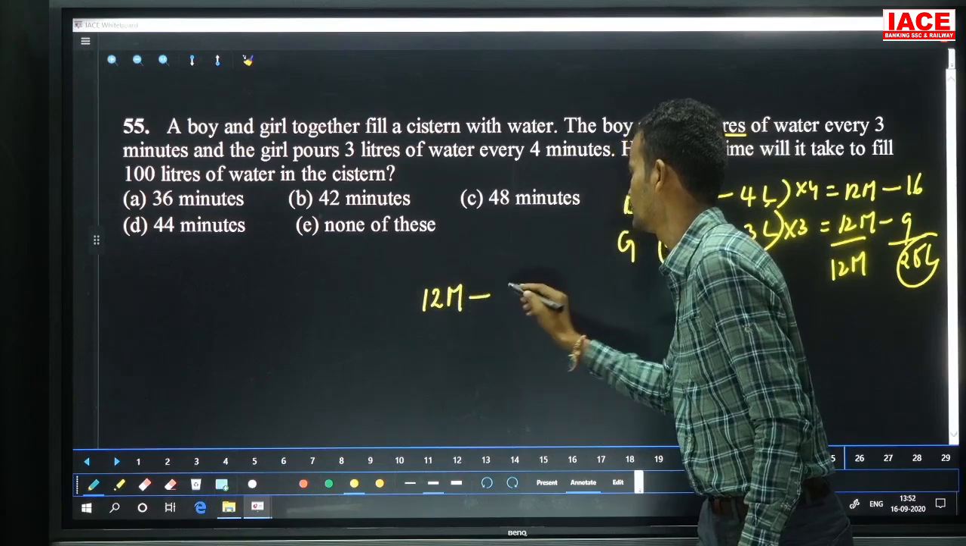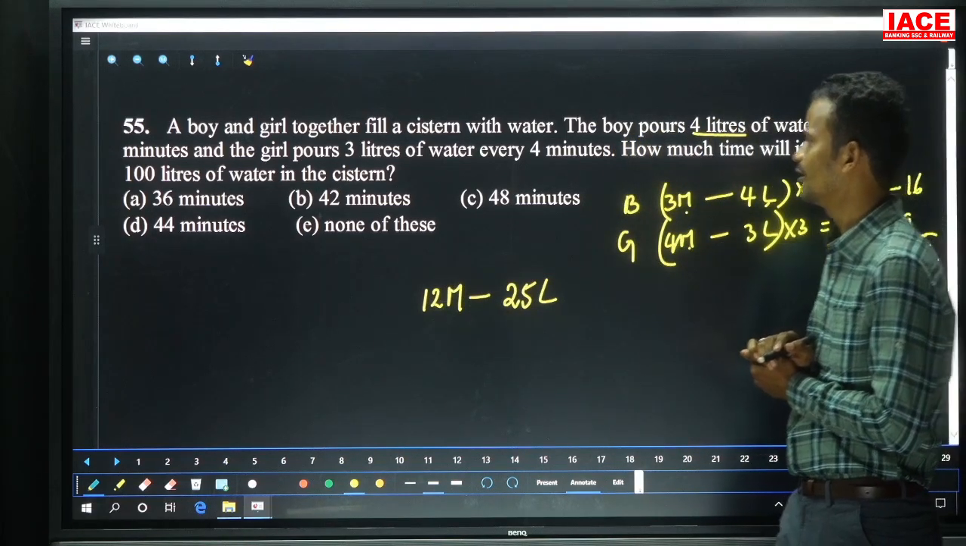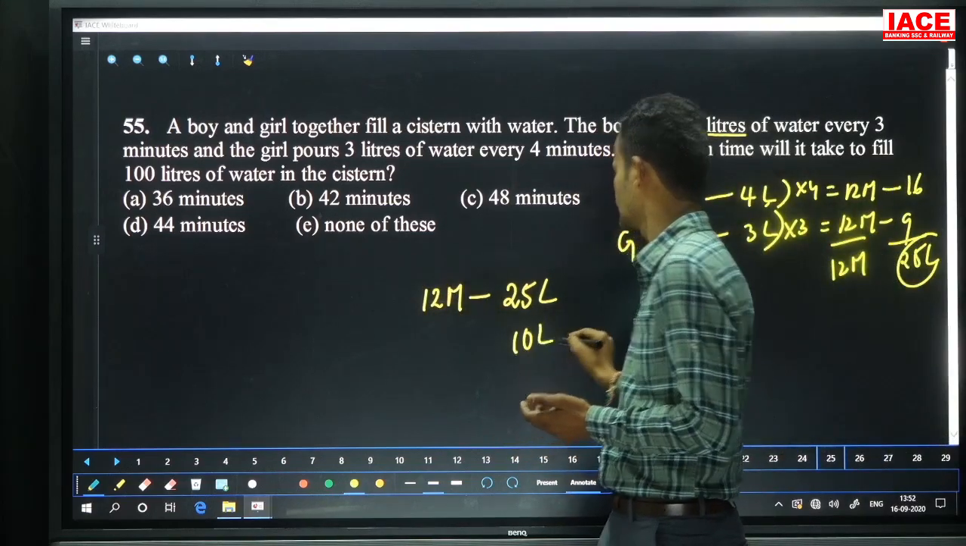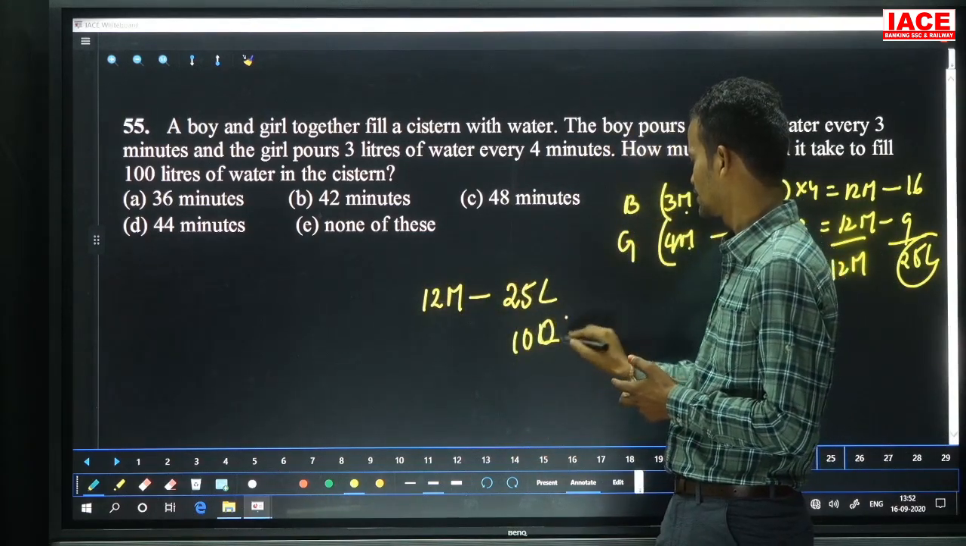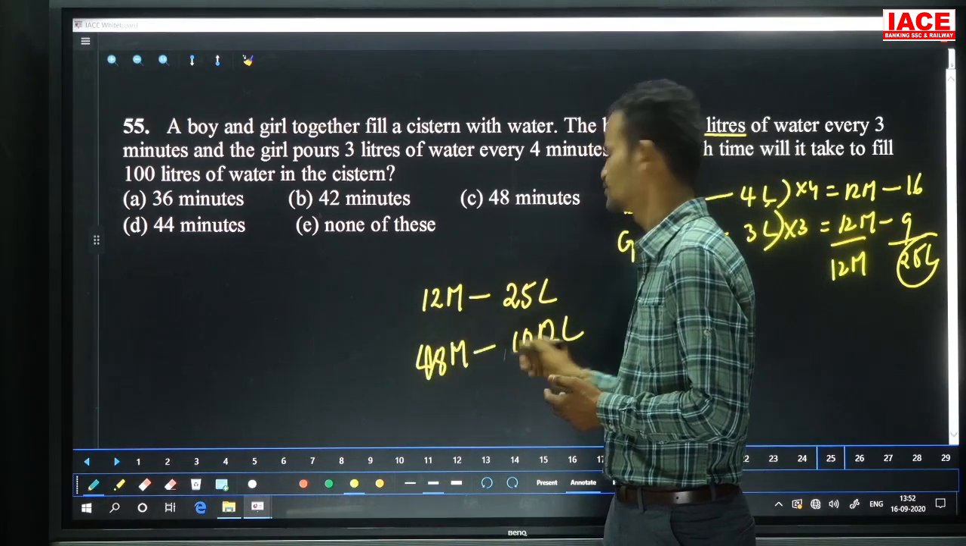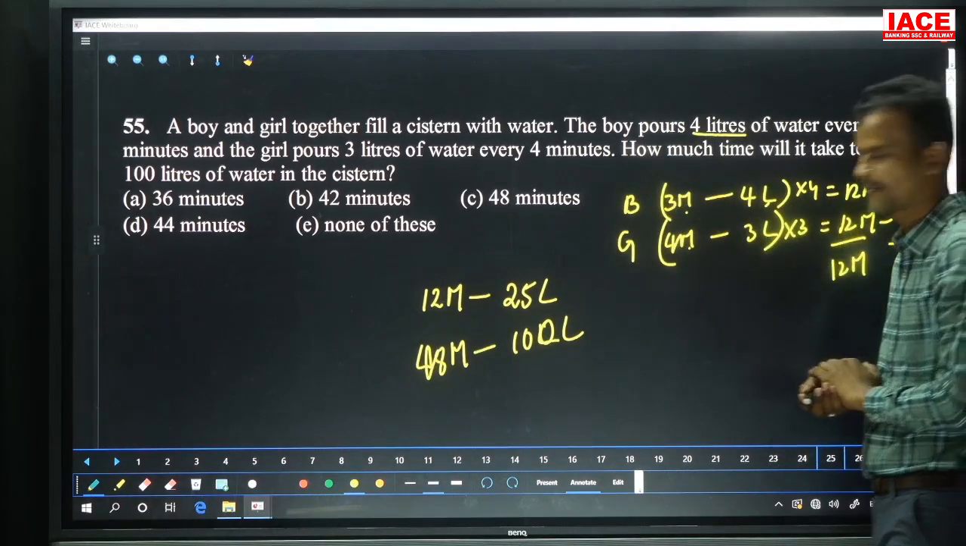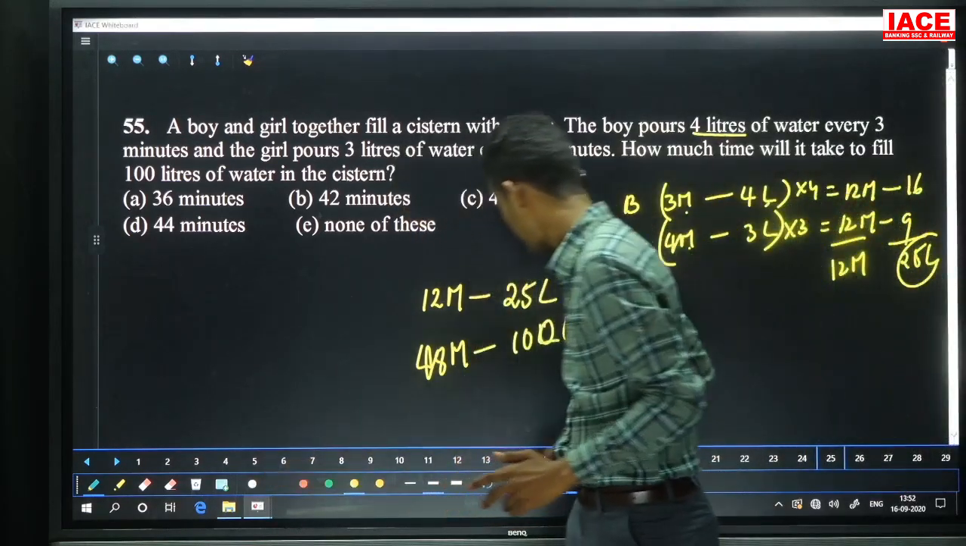That means in 12 minutes they are filling how many liters? 25 liters. Clear? But I want to fill how many liters? 100 liters. So 25 for 100 liters. 25 fours are 100. 12 fours are how much, sir? 48 minutes. If you take for 1 minute also, you will get the answer, but it will give fractions. Understand? See the next one.